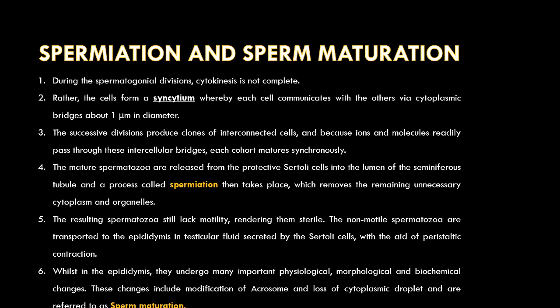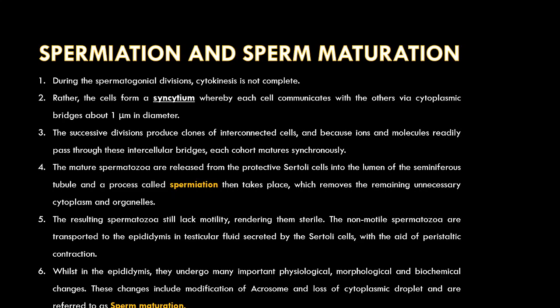Next, we'll be talking about two terms. First is spermiation and second is sperm maturation. Now, during the spermatogonial divisions, we discussed that the cytokinesis is not complete. Rather, all the cells are present in a syncytium where each cell communicates with each other. Ions and molecules readily pass through the intercellular bridges and each cohort matures synchronously.